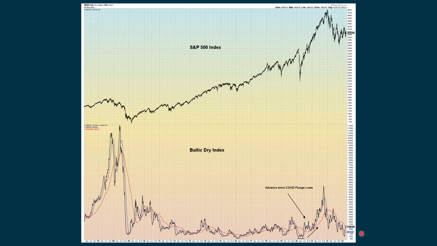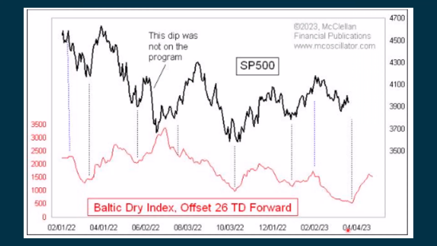Another thing we look at for inflation is the Baltic Dry Index, where it's been in an overall downtrend, but it has been bouncing up. One thing that's interesting is there's a person named Tom McClellan, and his parents were the inventors of the McClellan oscillator, and he has a newsletter that I followed for a very long time. He also publishes some information at stockcharts.com, and what he's done with the Baltic Dry Index is he set it forward 26 days, and sometimes that can give us some insight as to what's happening in the market.